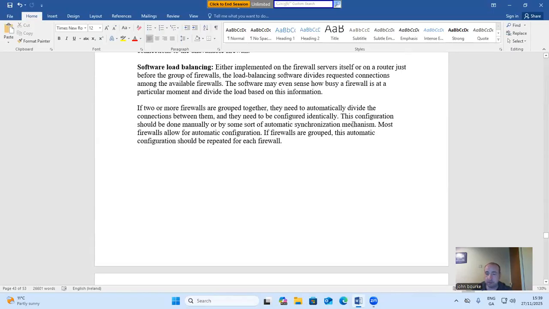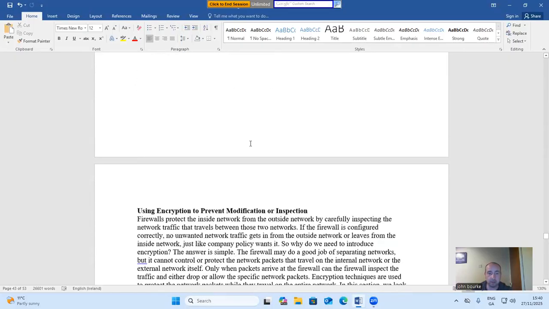If two or more firewalls are grouped together, they need to automatically divide the connections between them, and they need to be configured identically. This configuration should be done manually or by some sort of automatic synchronization mechanism. Most firewalls allow for automatic configuration. If firewalls are grouped, this automatic configuration should be repeated for each firewall.